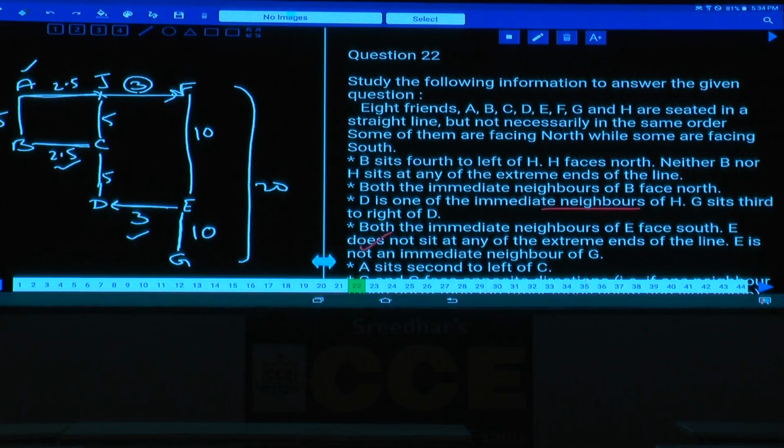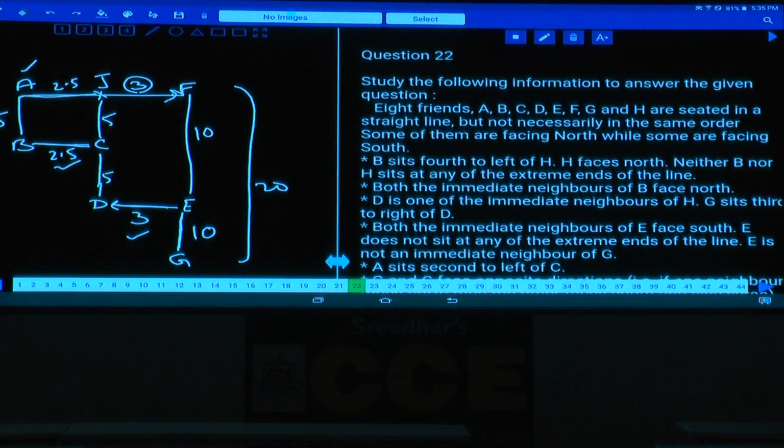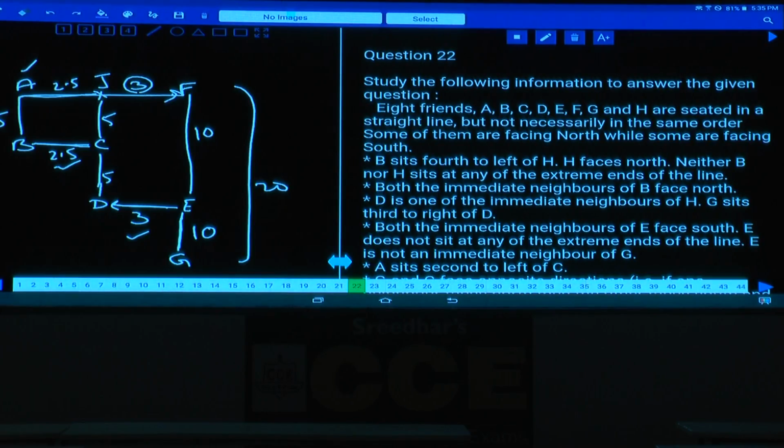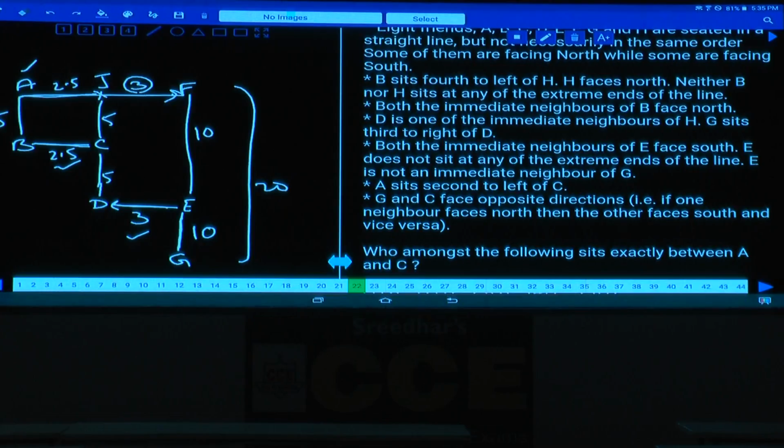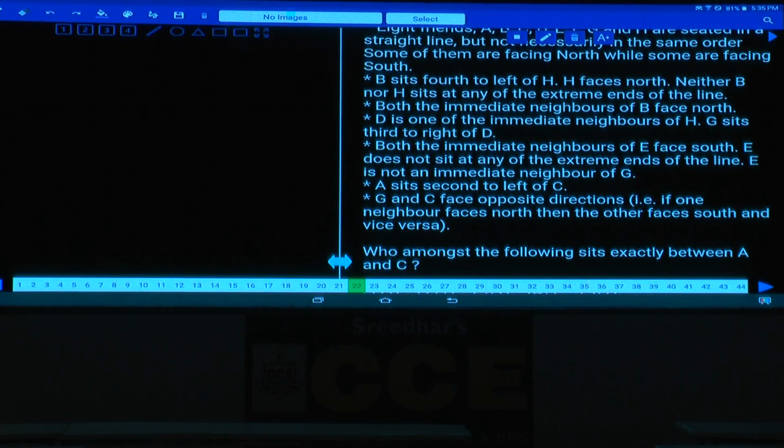Then question numbers 22 onwards. Now 22 to 27. How many persons are there? 8 persons, A, B, C, D, E, F, G and H are seated in a straight line but not necessarily in the same order. Some of them are facing north and some of them are facing south. Now single row, 8 persons, some north, some south. Then B sits fourth to the left of H. H faces north is clearly given.